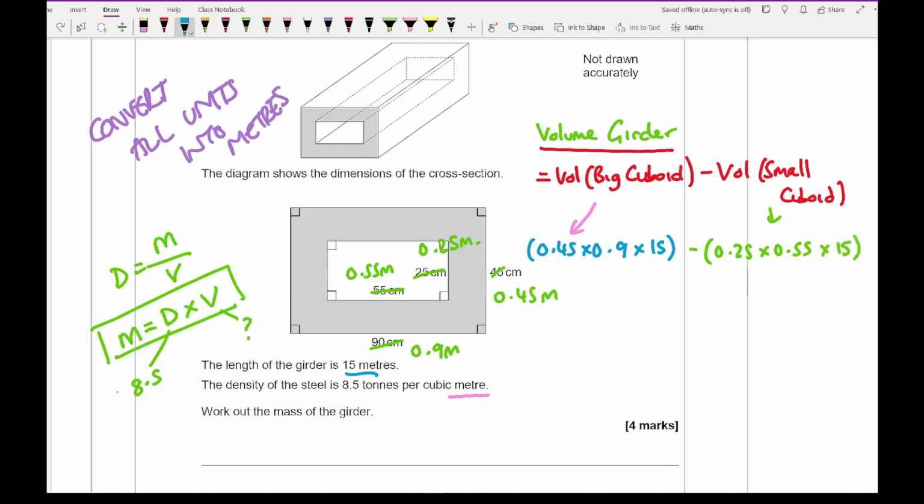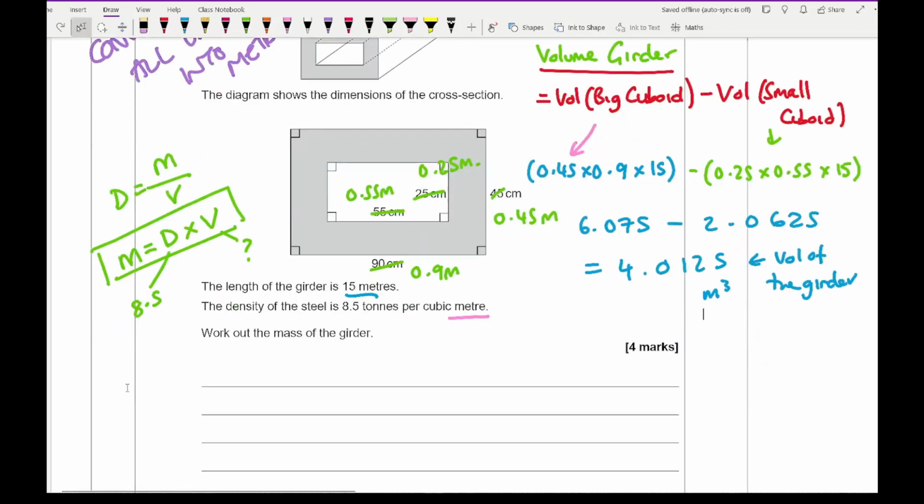So then if I work each of those volumes up, 0.45 times 0.9 times 15 gives me an answer of 6.075, minus 0.25 times 0.55 times 15, which gives me 2.0625. So then the overall volume is going to be 4.0125, and that is the volume of the girder, and that's in meters cubed.